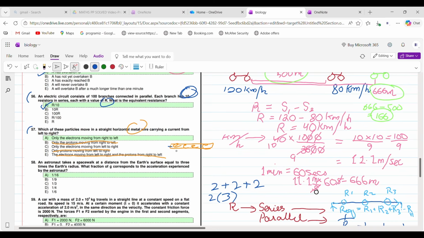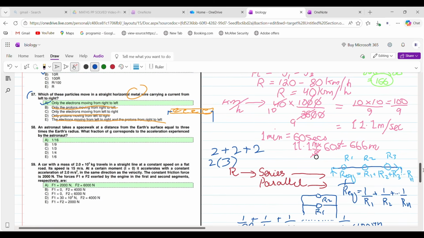So we want the opposite movement of it, which is definitely from right to left, right? So we have gotten our correct answer, that is only the electrons moving from right to left. See, which of these particles move in a straight horizontal metal wire carrying a current from left to right? Only the electrons moving from right to left. I hope this is clear. This is not difficult at all.